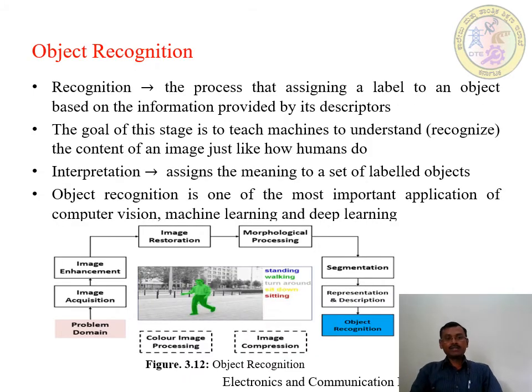The last stage of digital image processing is object recognition. Object recognition is the process which assigns a label to an object based on the information provided by its descriptors. The goal of this stage is to teach machines to recognize the content of an image just like how humans do. It is one of the most important applications of computer vision, machine learning, and deep learning.